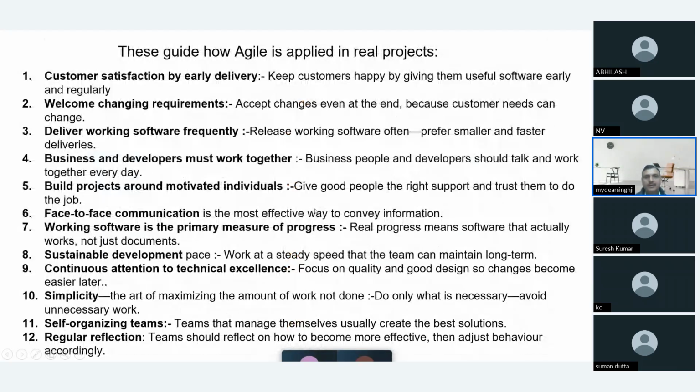Next, I'm coming here. These are the 12 principles. Sometimes they will ask you in the interview what the 12 principles are. I have some mnemonics I'll share with you in the group, but we will go one by one and see what the 12 principles for agile are. Customer satisfaction by early delivery. The first thing says keep the customer happy by giving them useful software early and regularly.